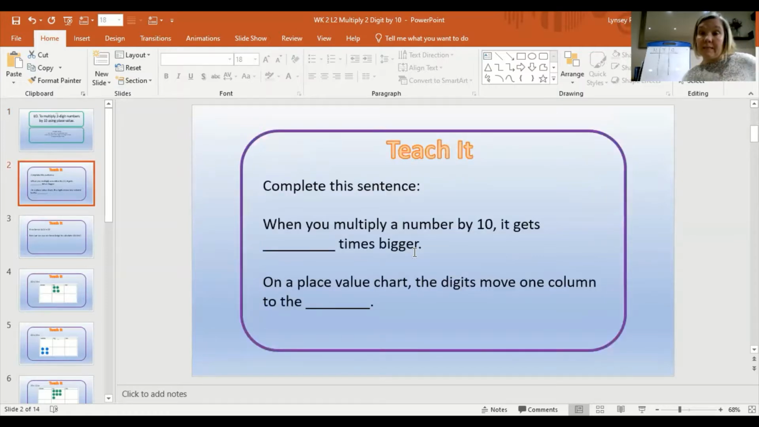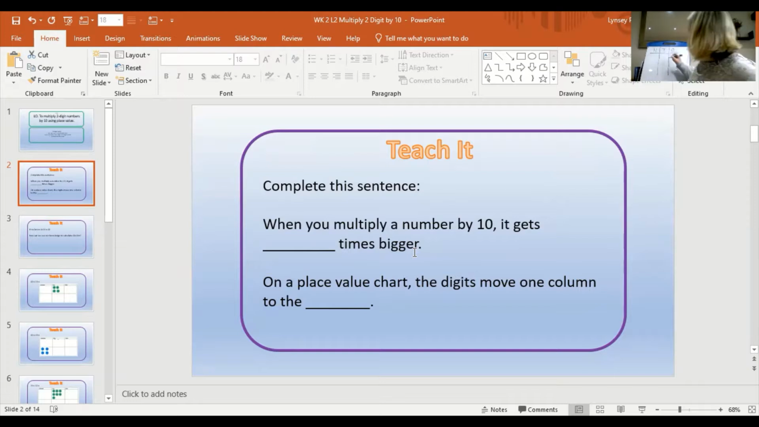So have a go at completing this sentence, Year 3. When you multiply a number by 10, it gets times bigger. How much greater is that number when you times it by 10? Hopefully you're all shouting back, 10, Mrs. Pleasure. But if we put that on a place value chart, what happens to the digits? Which way do they move? Do they move to the right or do they move to the left? Have a think and then we are going to prove it on our place value.